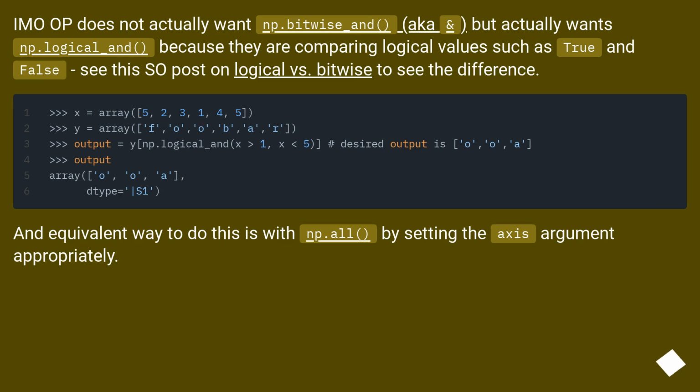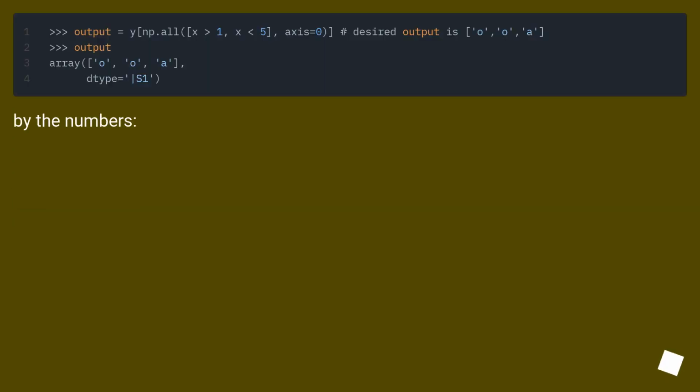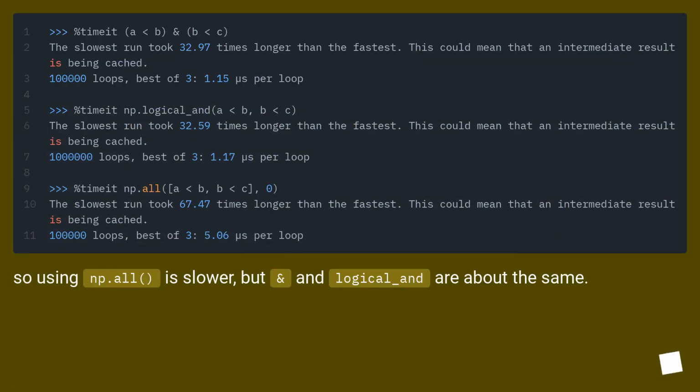An equivalent way to do this is with np.all by setting the axis argument appropriately. By the numbers: using np.all is slower, but np.logical_and and the ampersand are about the same.